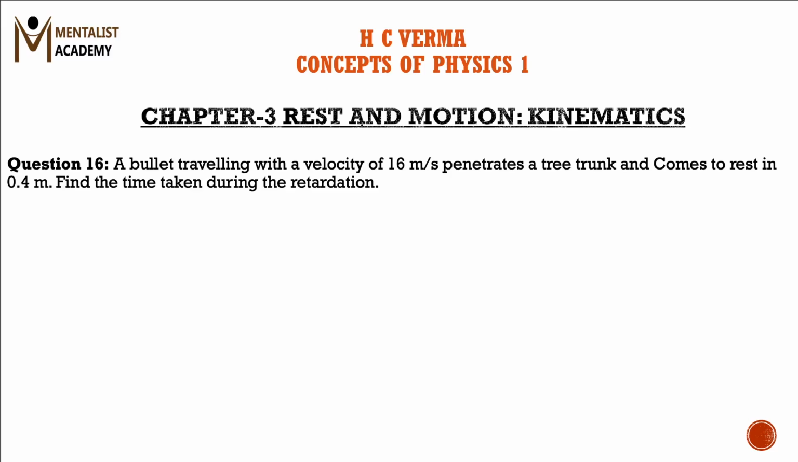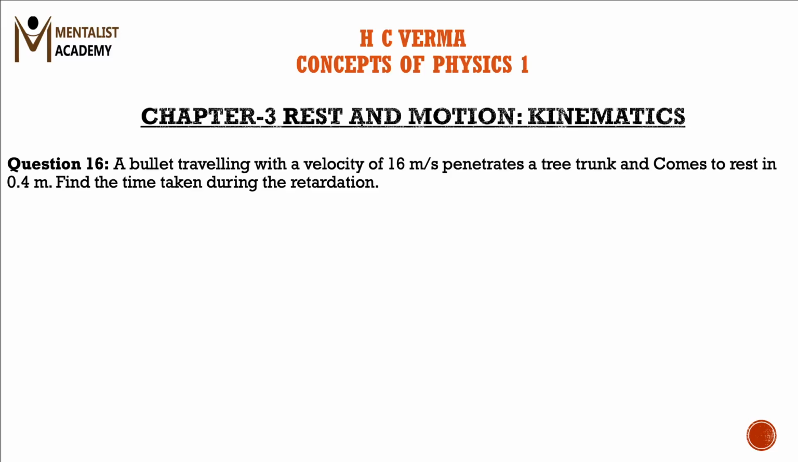We are doing question number 16 from H.C. Verma book Concepts of Physics 1 from chapter number 3 Kinematics. According to the question, a bullet traveling with a velocity of 16 meter per second penetrates a tree trunk and comes to rest in 0.4 meters. Find the time taken during the retardation.